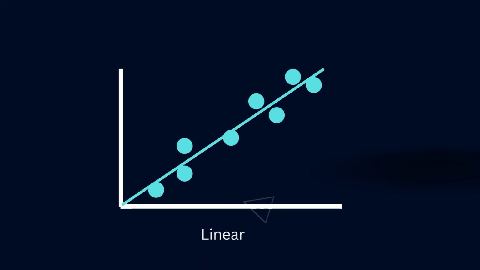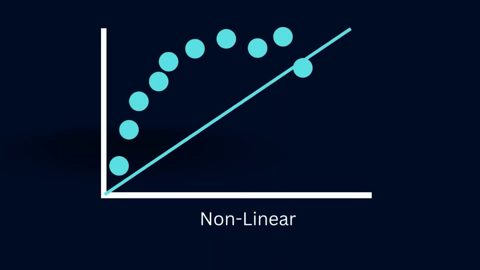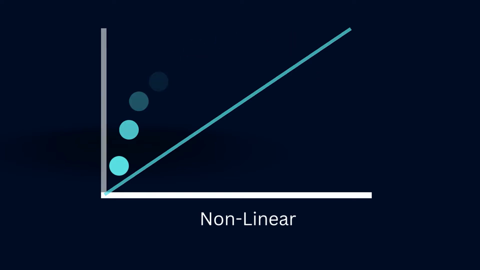I will explain how to create a scatter plot in my next video. If you get a scatter plot similar to this plot, you can say there is a linear relationship between the dependent variable and the independent variable. Look at this one. The data points are not like a straight line. Therefore, this one is non-linear.